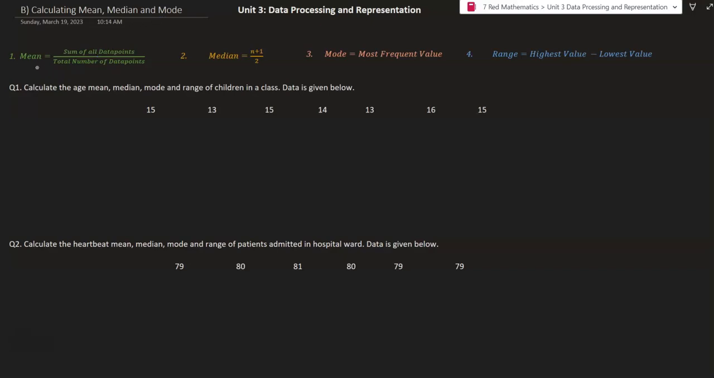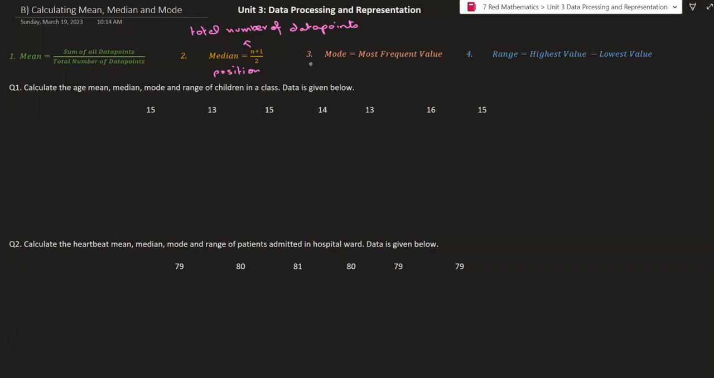And the first formula for this is for mean, which is the sum of all data points divided by the total number of data points. Second is median: n plus 1 divided by 2. This basically gives you the position of the data point which is the median. So n here is basically the total number of data points.